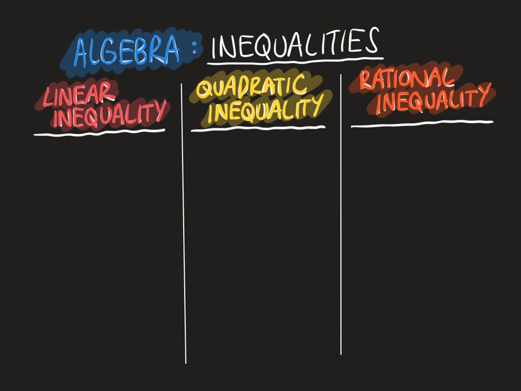We are going to be dealing today with an algebra section known as inequalities. We're going to be dealing with the basic linear, quadratic, and rational inequalities. Linear is more grade 8, 9, and 10 level, where we learn how to represent stuff on a number line, and quadratic and rational is more for grade 11, grade 12 level.